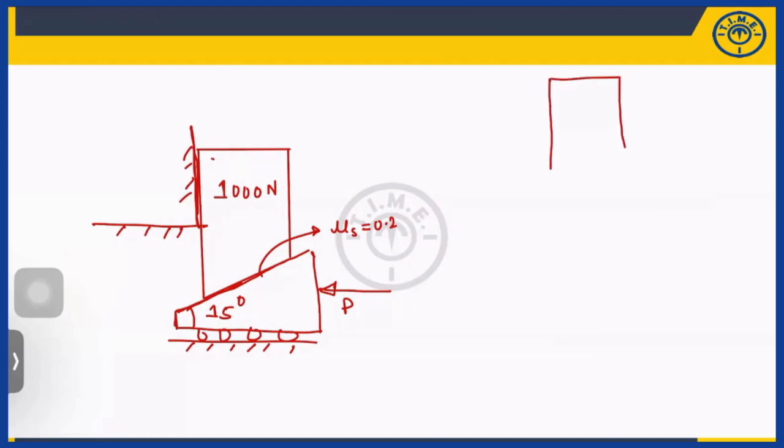Now this is the block. How many forces are acting on this block? One is the 1000 Newton, which is the weight. There will be one normal reaction. Okay, there will be one normal reaction, and there is a friction force, which is given as 0.2.